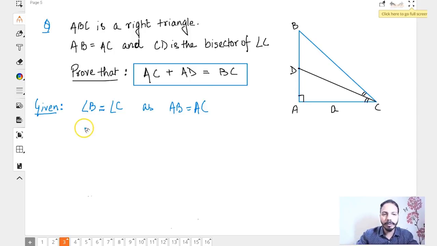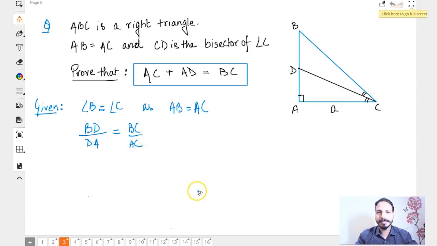So in this case, what will happen? By angle bisector, here we can say BD by DA is equal to BC by AC. Now using this, we need to solve. How to do this?